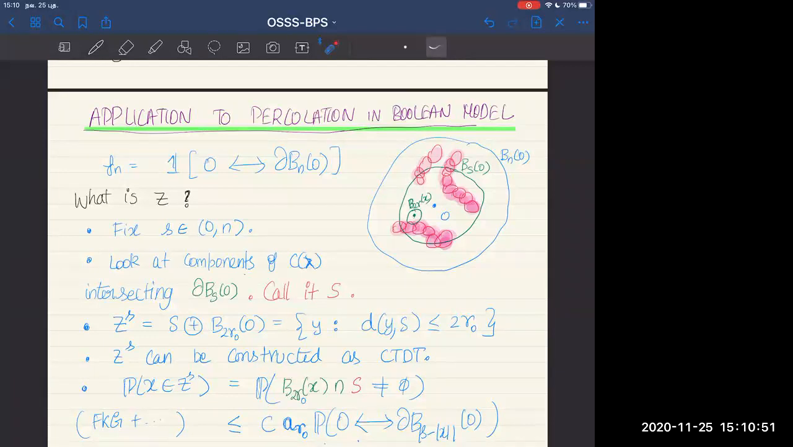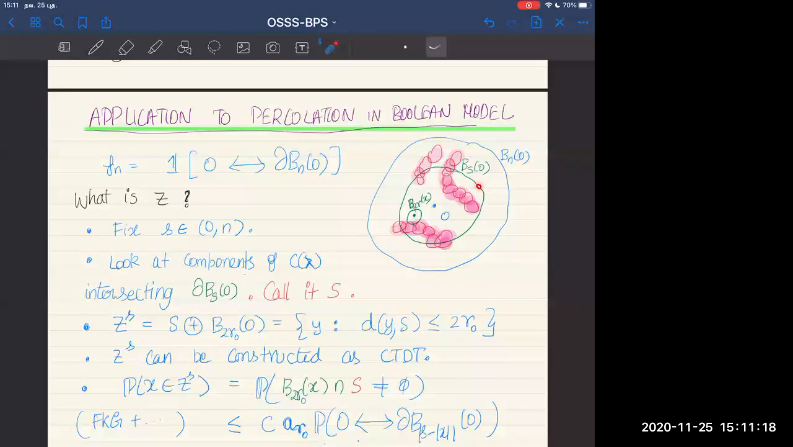So my function Fn, remember, is the indicator. I have a path from origin to the boundary of a ball of radius n. This is Fn. Now, what is my Z? How do I construct a Z? You fix an S in 0 to n.